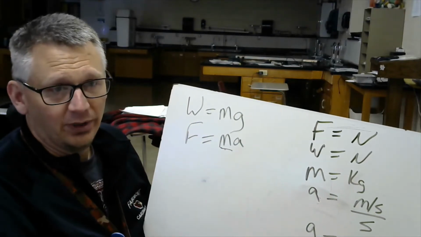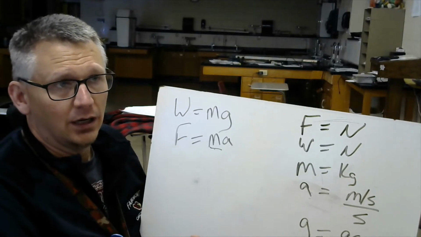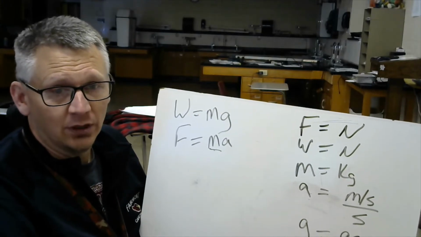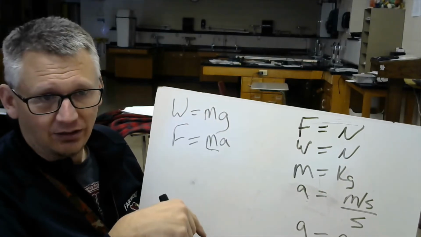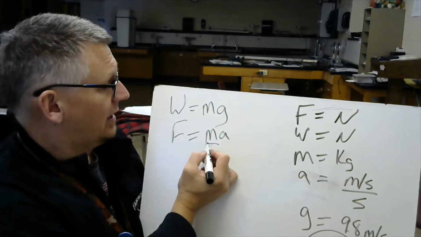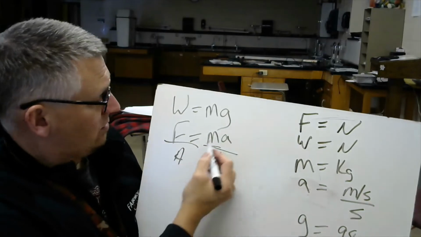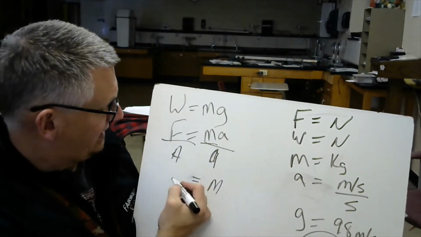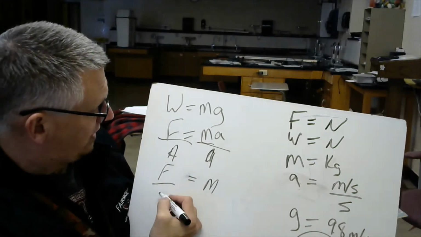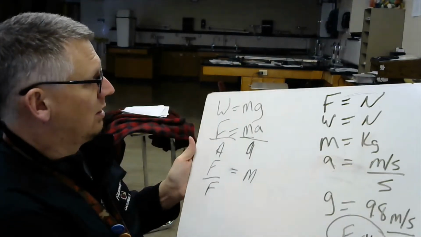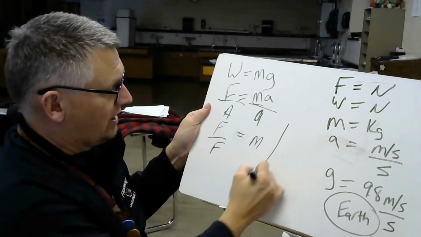And for some of you, depending upon where you are in math and what you can remember, to get m by itself is kind of straightforward. But if we divide each side by a, we have m left by itself, and m is equal to f over a. Or we can do a triangle.